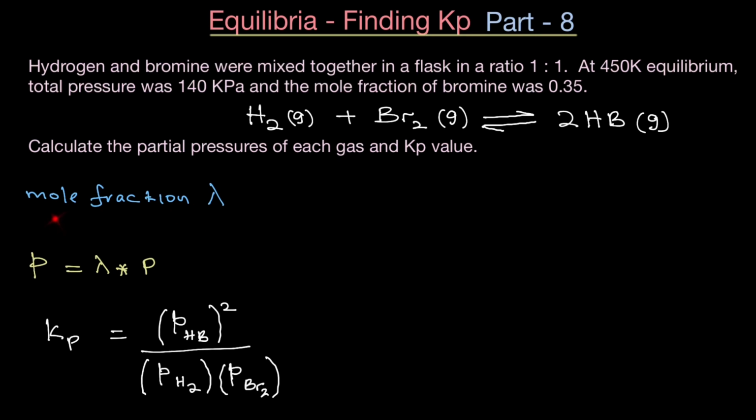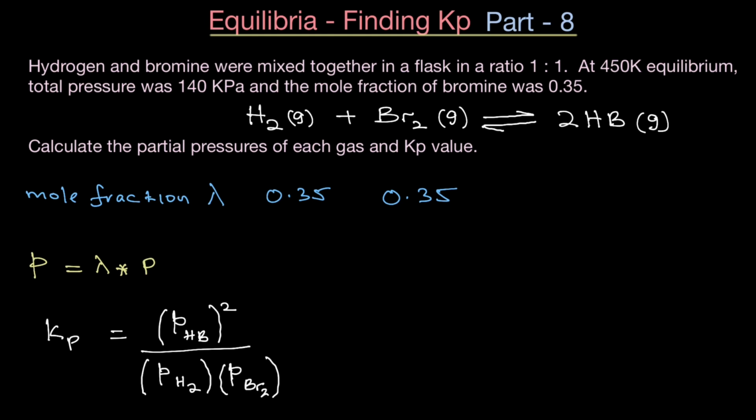Okay, so we're given the mole fraction in this calculation and the total pressure. We know the ratio is 1:1 for bromine gas and hydrogen gas. We're to find the partial pressure of each of them and to find the Kp value. The mole fraction given for the bromine is 0.35. Because they have the ratio 1:1, then the mole fraction for hydrogen will be 0.35. This is not the mole, these are the mole fraction.